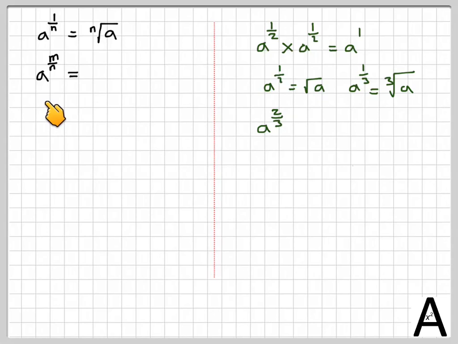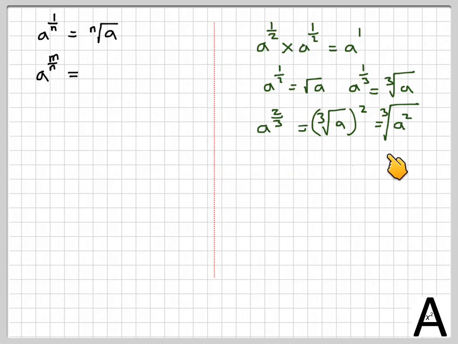a to the m over n, well, if we've got something like a to the 2/3, that means the cube root of a and then square it, or a squared and then take the cube root. Either way you get the same answer. This is slightly easier to do than this. So therefore we get the nth root of a to the m, or the nth root of a and then raise it to the power of m. I remind you that this way is usually easier than doing that way.